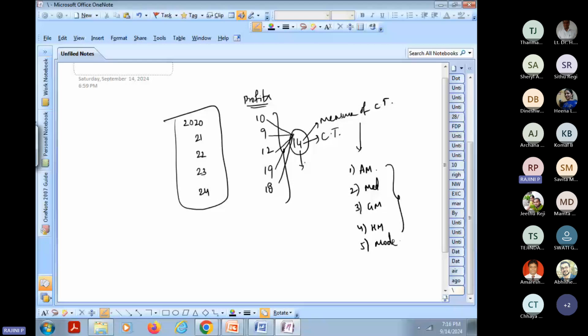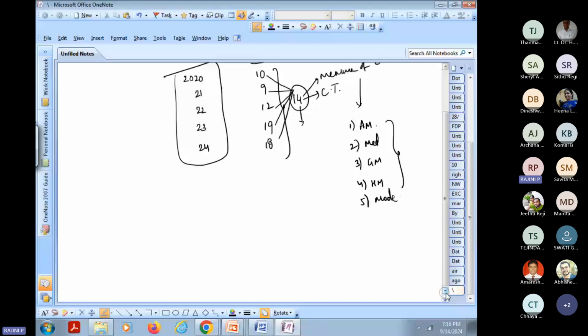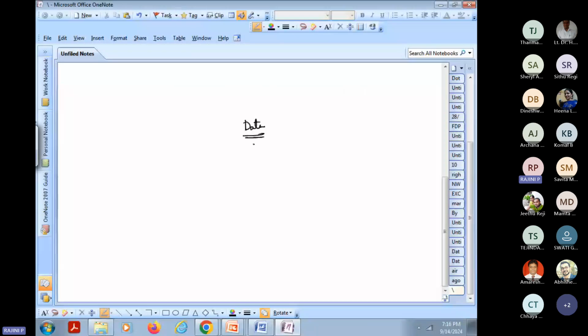Before going for this, you need to know what data we have. The data we have is divided into two ways. One is quantitative data, which means data that can be measurable. And the next one is qualitative data.